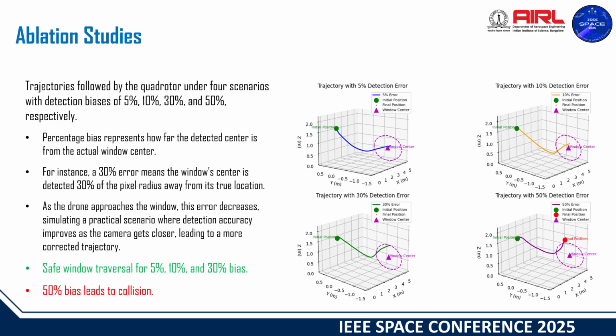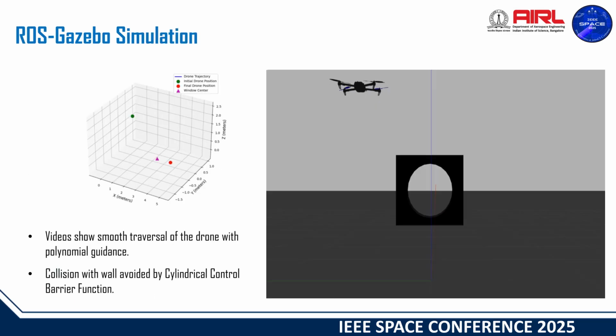Safe traversal was achieved for biases up to 30%, while a 50% bias resulted in collision, as shown in the figures. The simulation videos demonstrate the drone's smooth traversal using polynomial guidance. The cylindrical control barrier function effectively ensures collision avoidance, maintaining safe passage through the window.